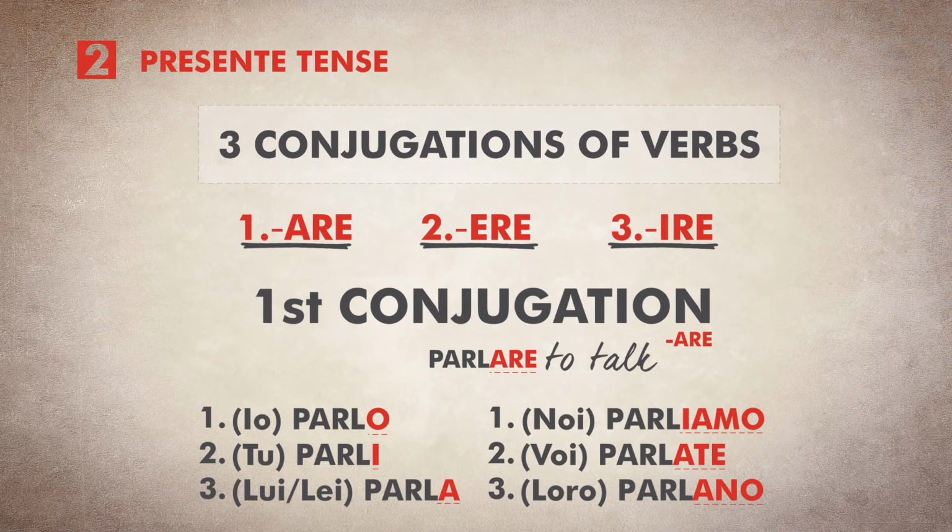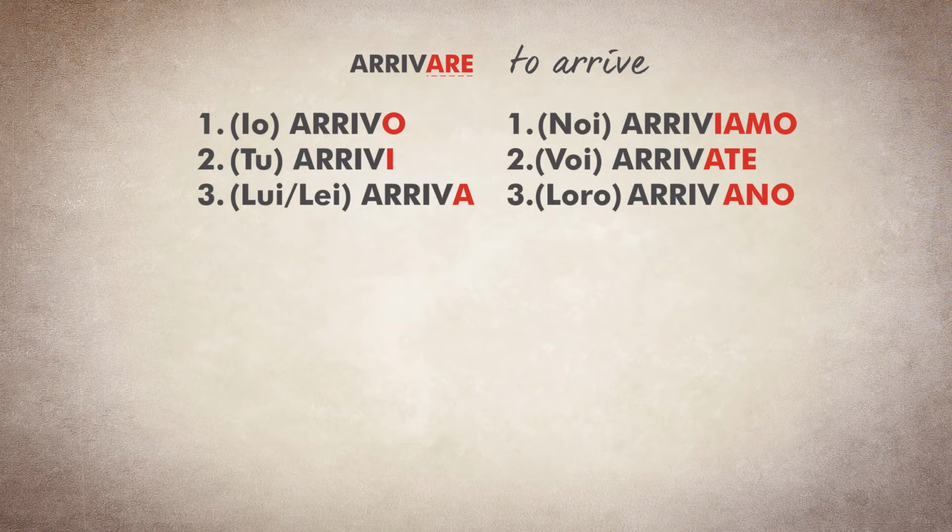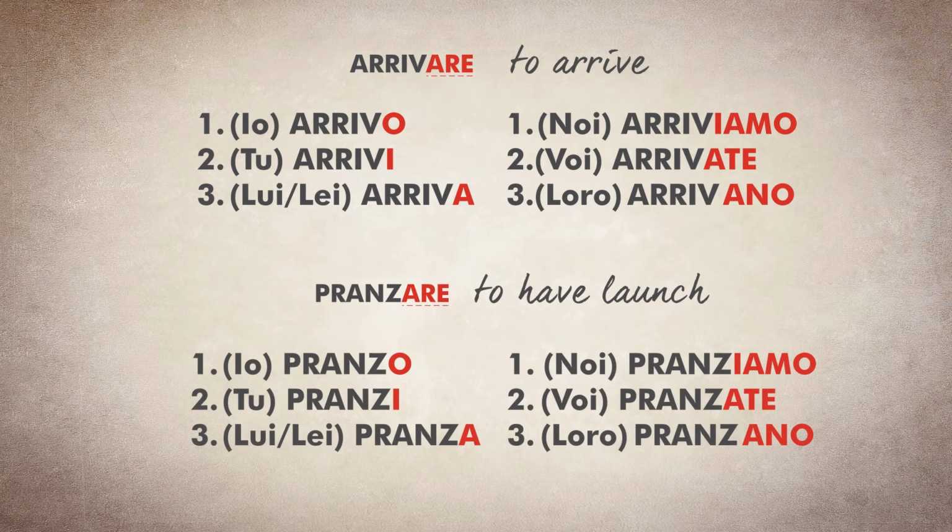Once you learn how to conjugate one are verb, you've essentially learned hundreds of them. Let's try with verb arrivare, which means to arrive. Io arrivo, tu arrivi, lui, lei arriva, noi arriviamo, voi arrivate, loro arrivano. Okay, let's now try the verb pranzare, which means to have lunch, as you already know. Io pranzo, tu pranzi, lui, lei pranza, noi pranziamo, voi pranzate, loro pranzano.